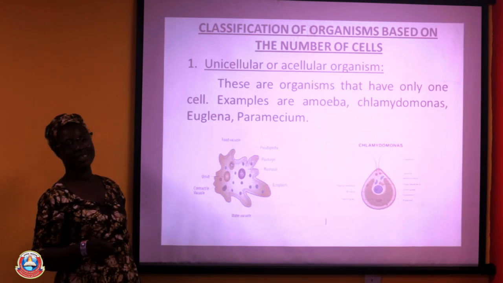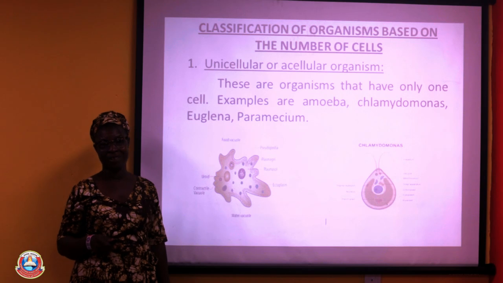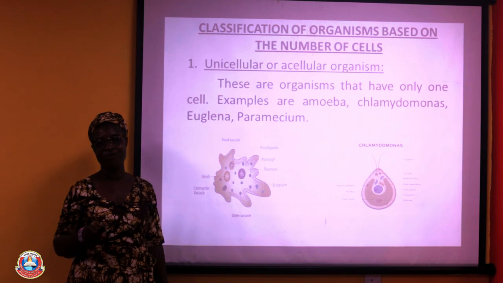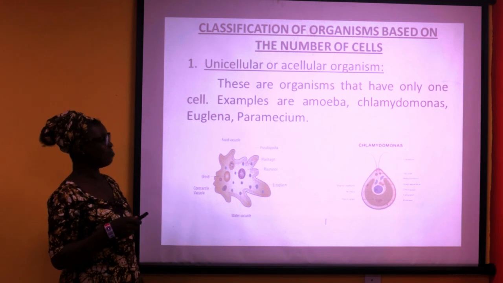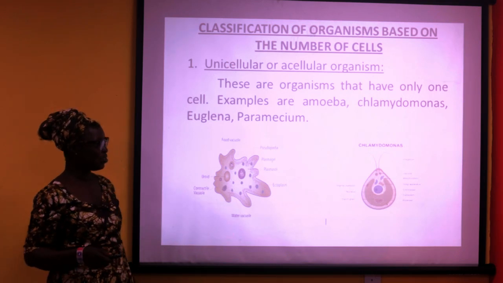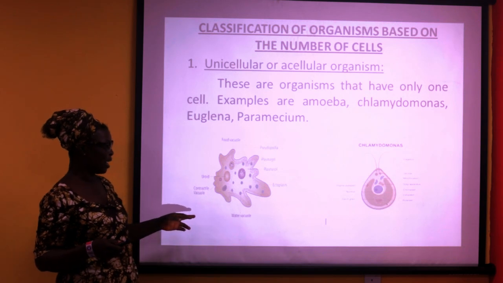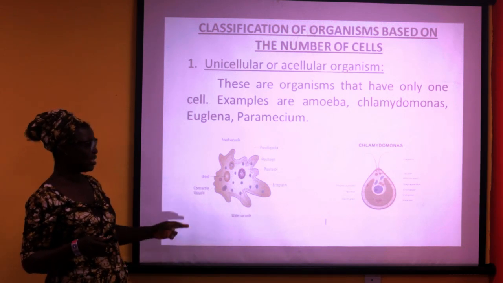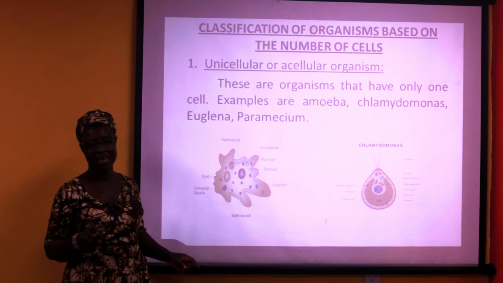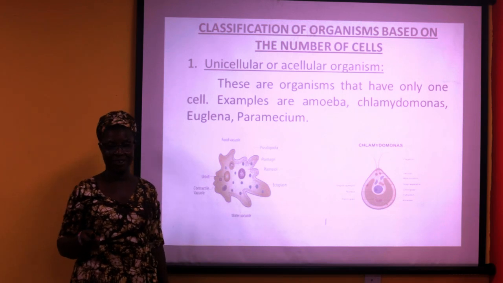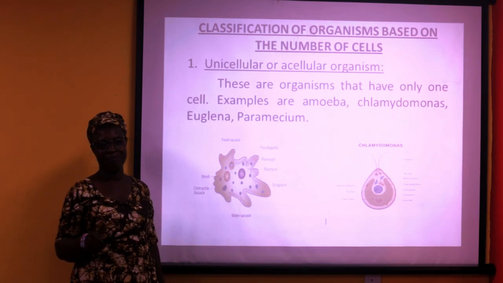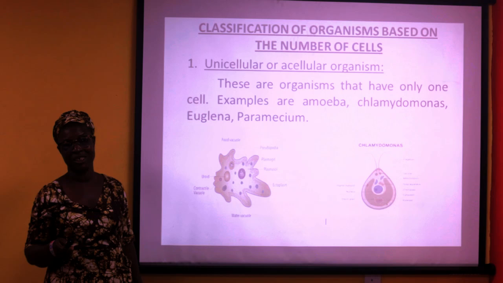Number one class of organism is the unicellular organism or acellular organisms. These are organisms that have only one cell. The examples are amoeba, chlamydomonas, euglena, and paramecium. Here displayed on your screens are the structure of amoeba and chlamydomonas. The amoeba in different textbooks has different shapes of amoeba because it's regarded as a shapeless organism. So the shape that the microscope picks at that particular point is what is going to be displayed on the textbook.